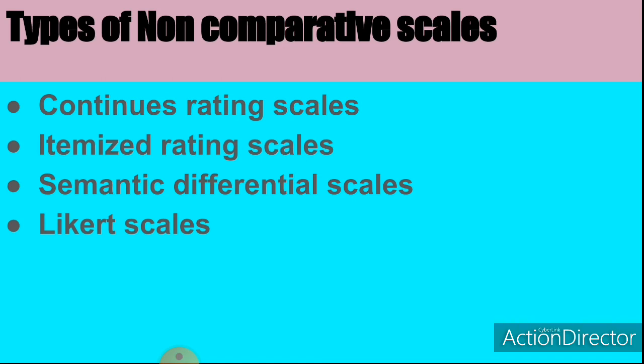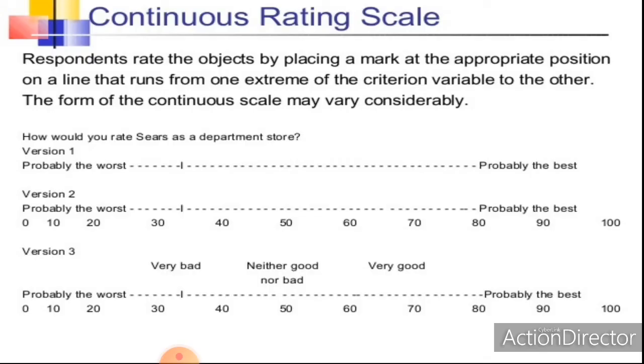So now we are only discussing what is a continuous rating scale. It is a simple and highly useful method. In this, respondents rate the objects by placing a mark at an appropriate position on a continuous line that runs from one extreme of the criterion variable to the other. So, this is all about a continuous rating scale.